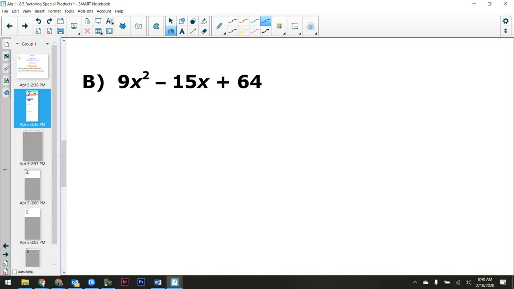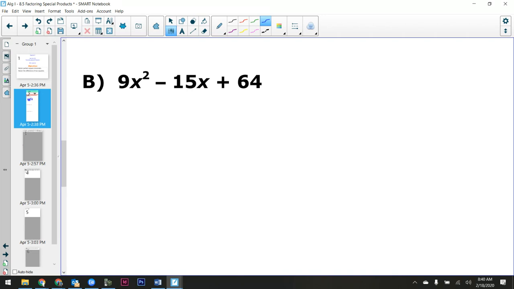What's the only number that 9 is divisible by? 3 and 9, right? Okay, is 15 divisible by 9? No, so I'm limited down to 3, right? 15 is still divisible by 3. Is 64 divisible by 3? No. So does this have a GCF? No. Okay, so I continue down my flow chart.